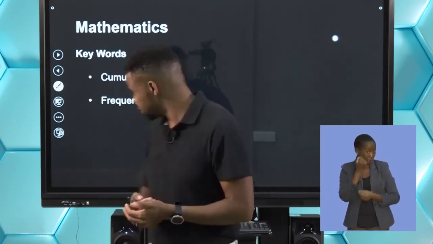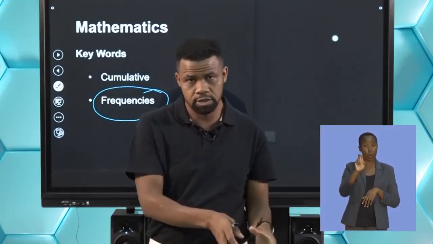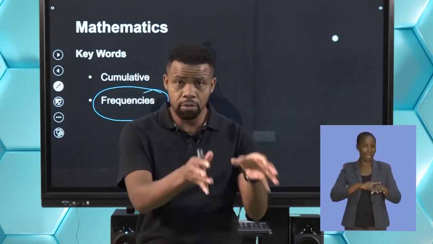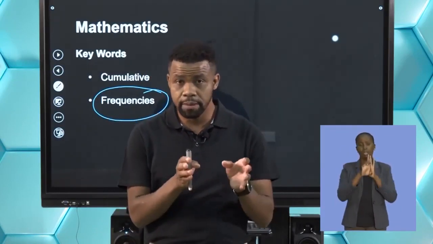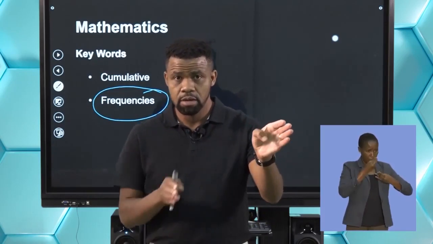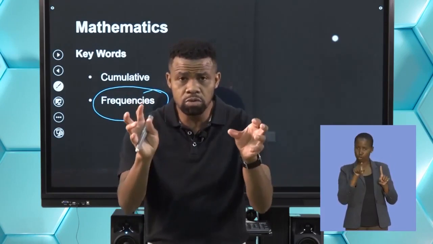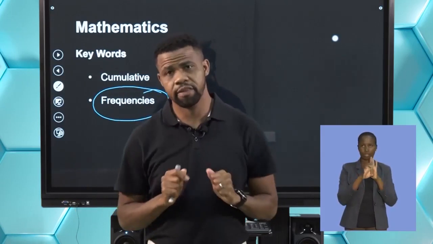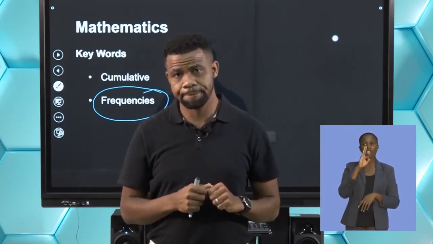Okay. Then frequencies. Frequency is the total tally, okay? So I'm going to make an example using the pandemic. Let's say people who are affected by the pandemic between the age of 19 to 30, if the total is 100,000, then the frequency is 100,000 in that interval. Does that make sense? Okay.